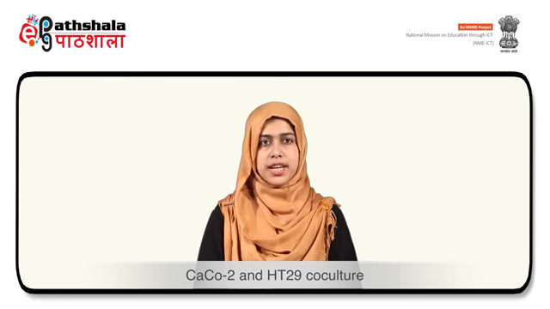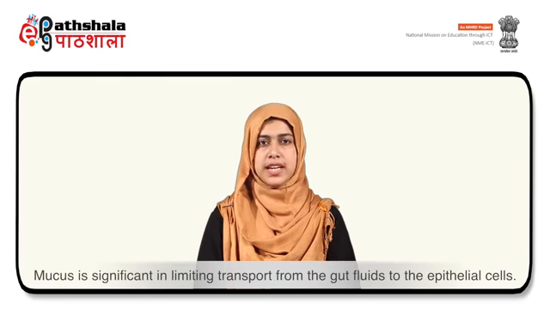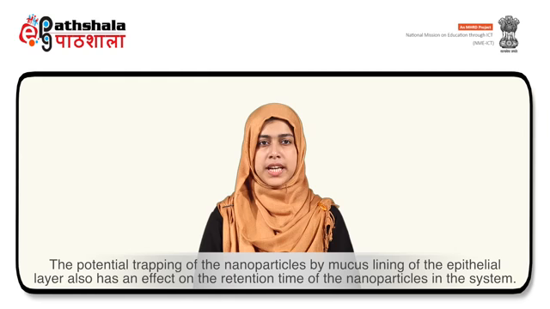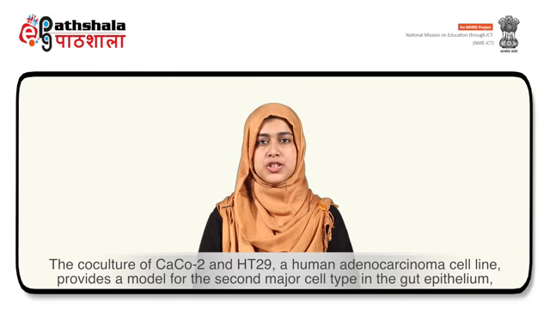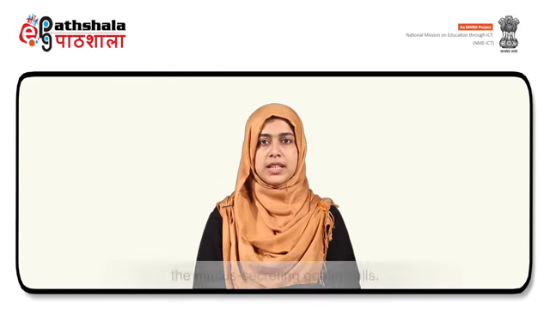Caco-2 and HT29 co-culture. Mucus is significant in limiting transport from the gut fluids to the epithelial cell. The potential trapping of the nanoparticle by the mucus lining of the epithelial layer also has an effect on the retention time of the nanoparticle in the system. The co-culture of Caco-2 and HT29, a human adenocarcinoma cell line, provides a model for the second major cell type in the gut epithelium, the mucus-secreting goblet cell.